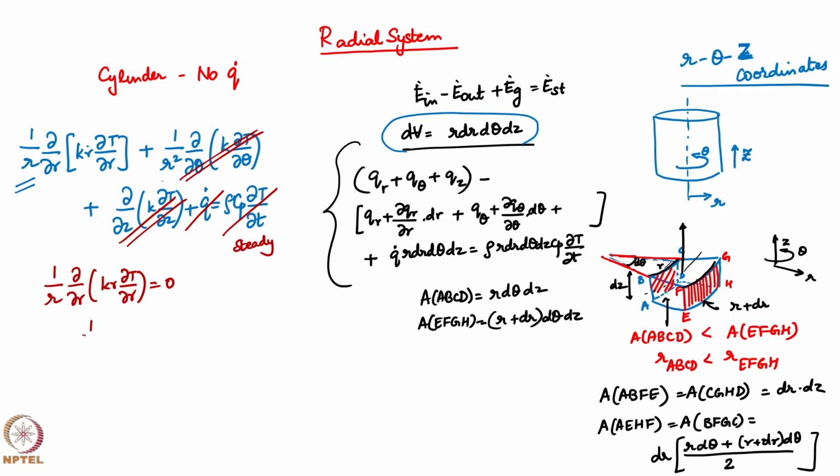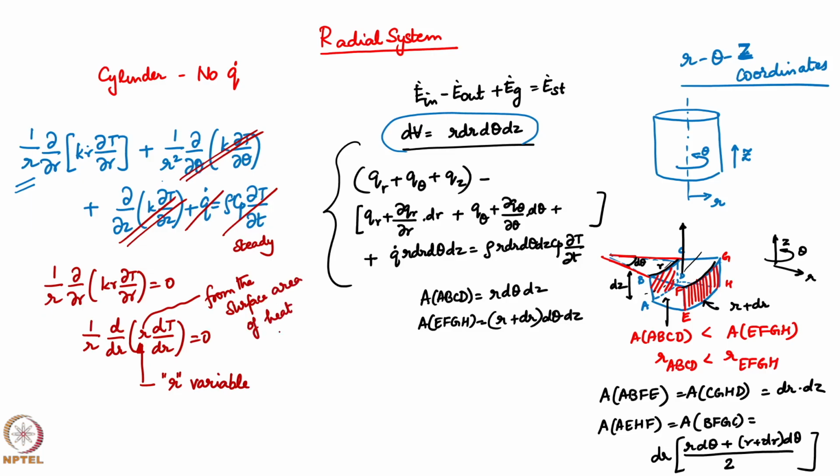K can come out. So, it will be 1 by r d by dr of r dt by dr. Please remember, this r is what makes your life very difficult. This r is a variable which is a function of the radial coordinate. You cannot take it out. That is what is taking care of the fact that as my radius increases, the area available for heat transfer increases. This term has come from the surface area available for heat transfer.